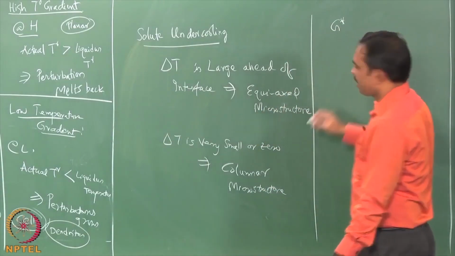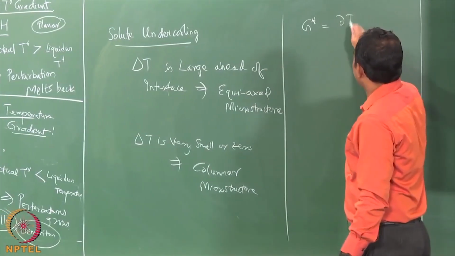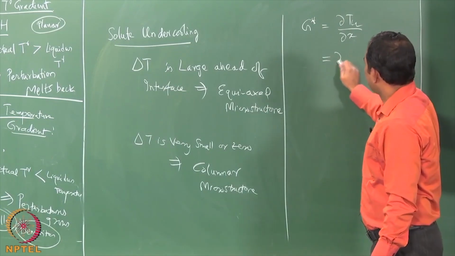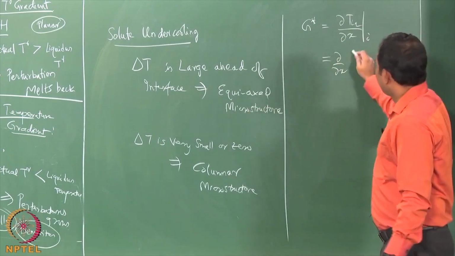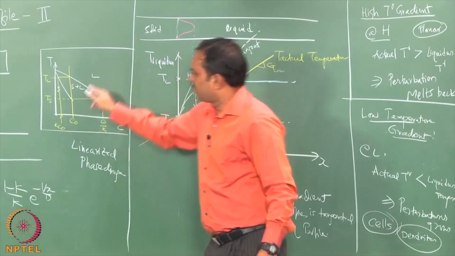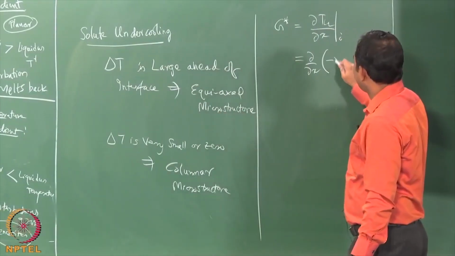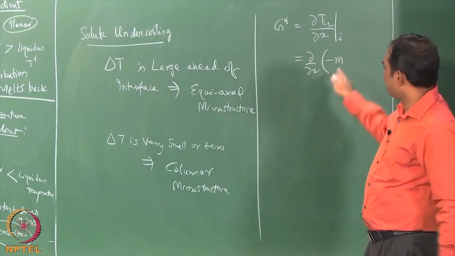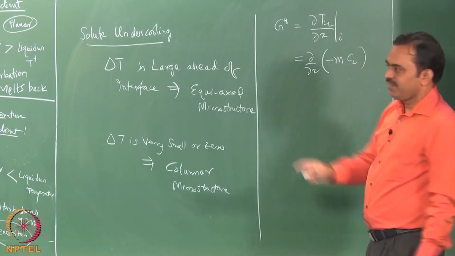G star is nothing but the critical temperature gradient, and that means that it is the liquidus temperature gradient like this. T liquidus itself is known for us at the interface. It is known from looking up the liquidus temperature from the composition, and if the liquidus is a straight line, we can say that it is m, that is the slope of the line. The solidus and liquidus lines are going down, so it is minus m into the composition profile. And this already we have the expression there.